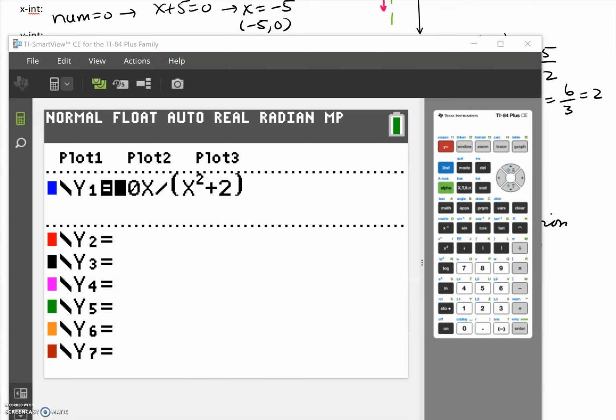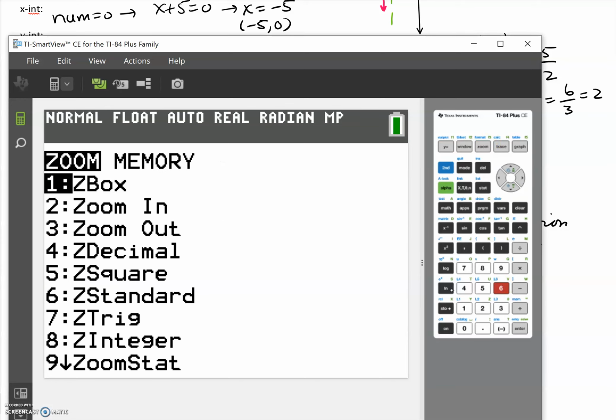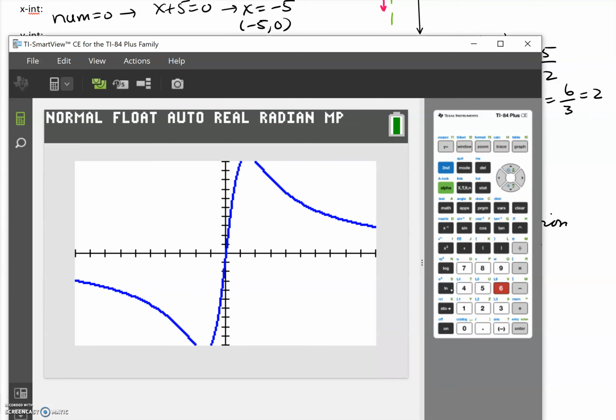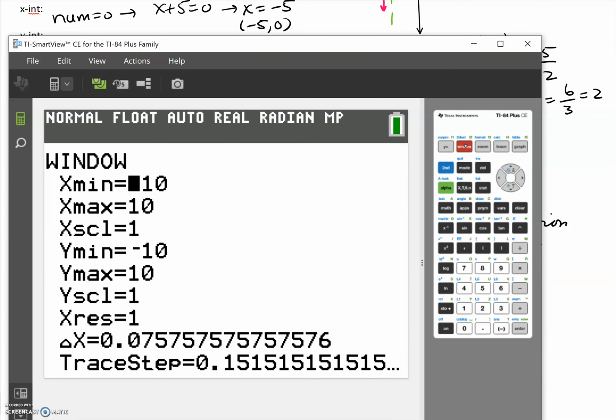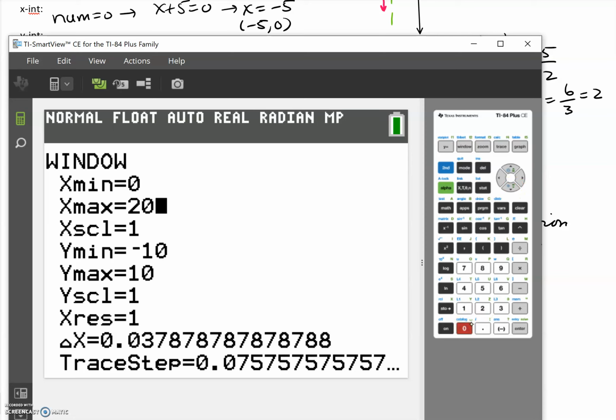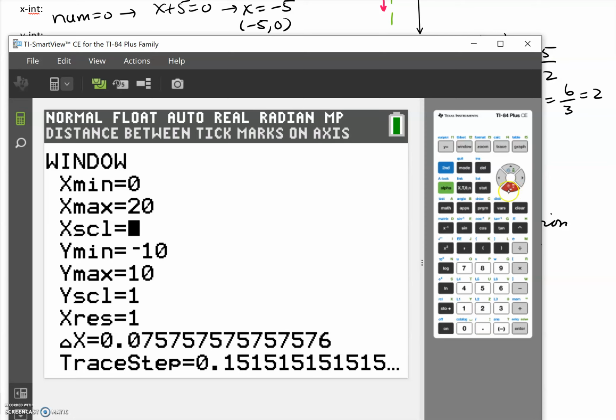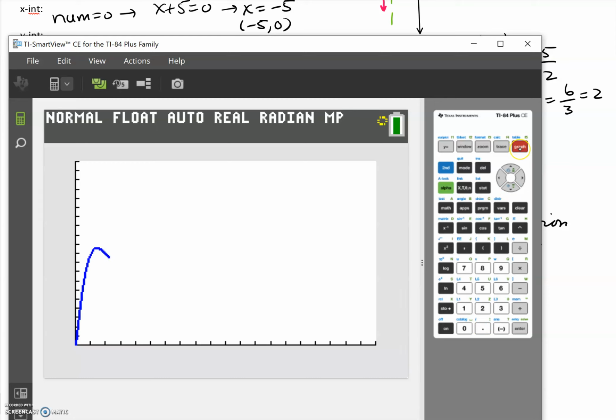So I have 30x over the quantity x squared plus 2 on there. And if I do a zoom 6, it looks like I could use a better window. So I'm going to go to window. And since time is positive, I'm only going to worry about quadrant 1. So x min, I'll put 0. X max, let's go for like 20 minutes, see what window we get. And then y min, I'm going to put 0. And y maximum, let's go up to like 20 also, see if we get a better graph. Now I'm going to push graph. And yep, that definitely looks better.